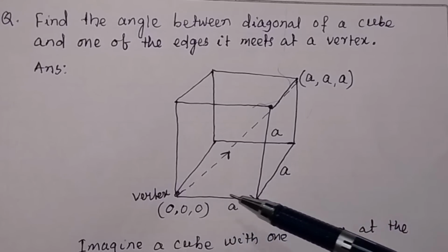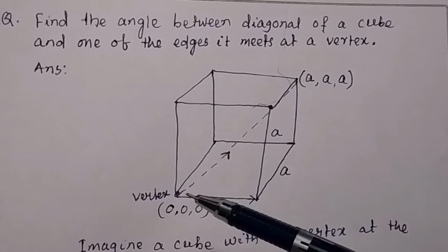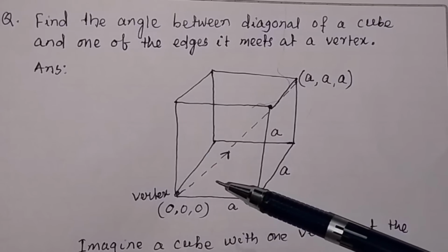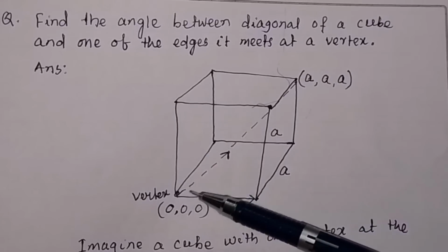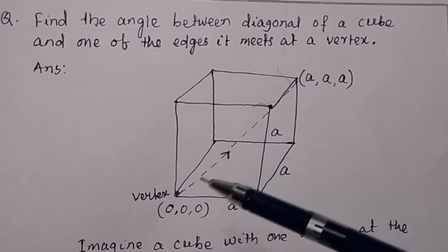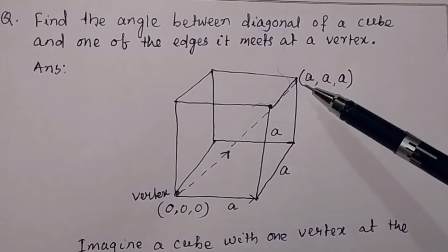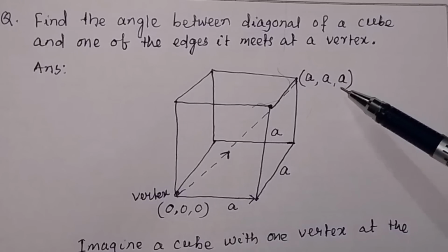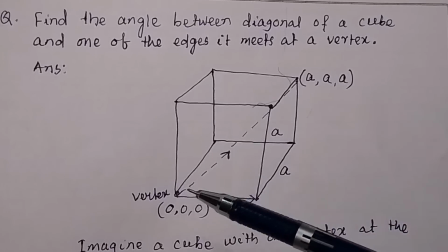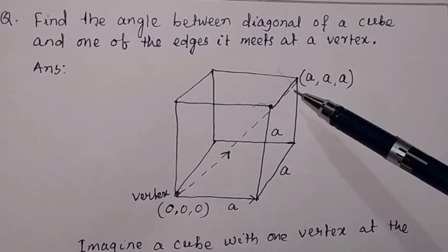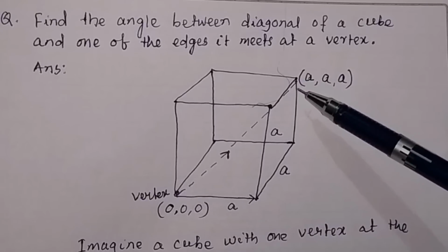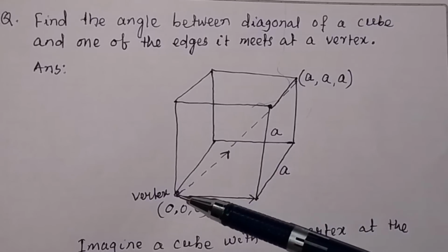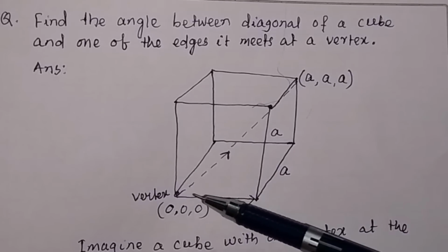Then the side length, suppose, is equal to a. You know, in a cube each side length is equal to a, and the coordinate of the diagonal, suppose you take this diagonal, will be equal to a. So the diagonal vector in this cube will be equal to a i cap plus a j cap plus a k cap, and the side length vector of this cube will be an a vector.